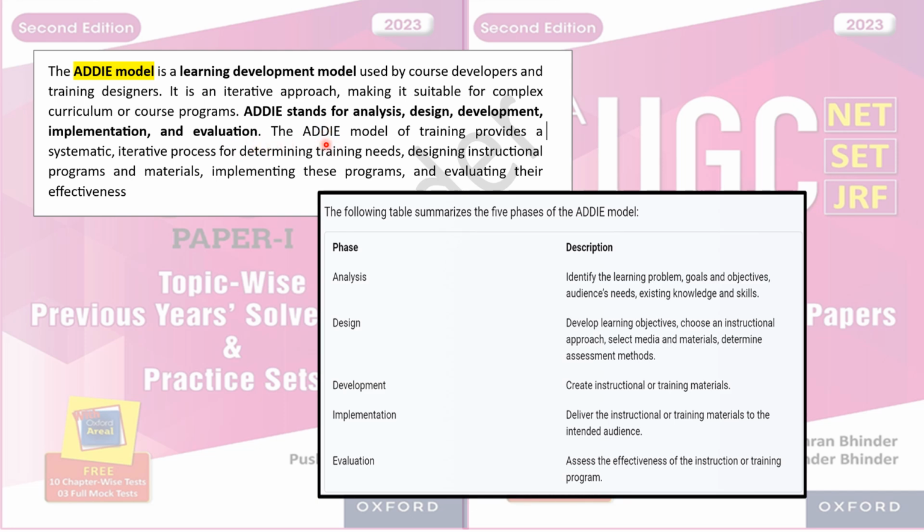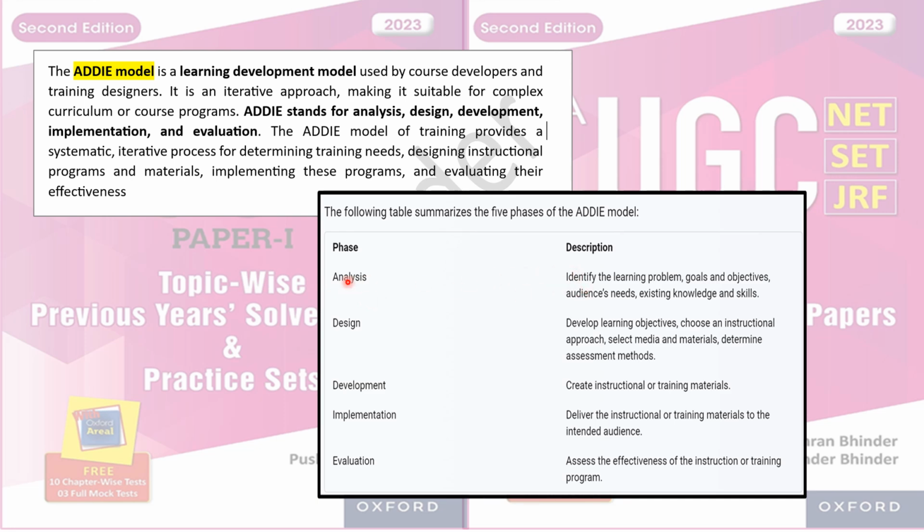The ADDIE model of training, it provides a systematic, iterative, I again repeat, step by step process for determining what are the training needs of the learners, designing instructional programs and materials, implementing these programs, and evaluating their effectiveness, right? So these 5 phases, or I can say 5 steps, they have been summarized in this table. So you should know a little bit about these 5 phases in case a match the following question is being asked on this topic. If a match the following question is asked on this topic, you must prepare this content. You should have an idea that what is analysis. You should be able to match it with this content.